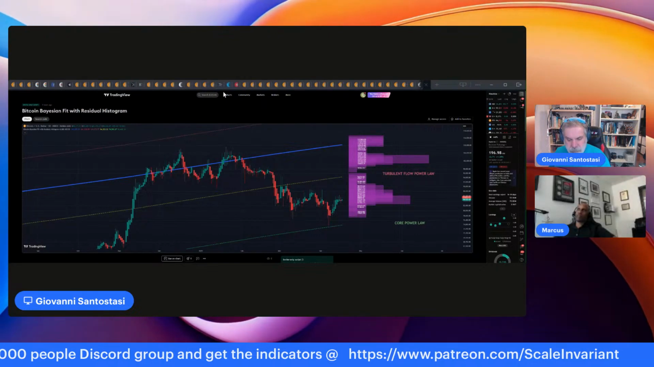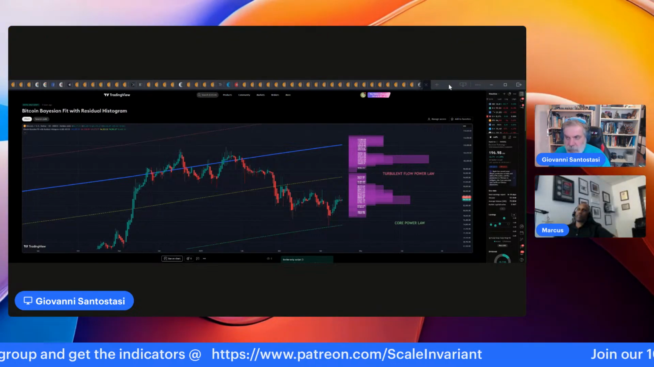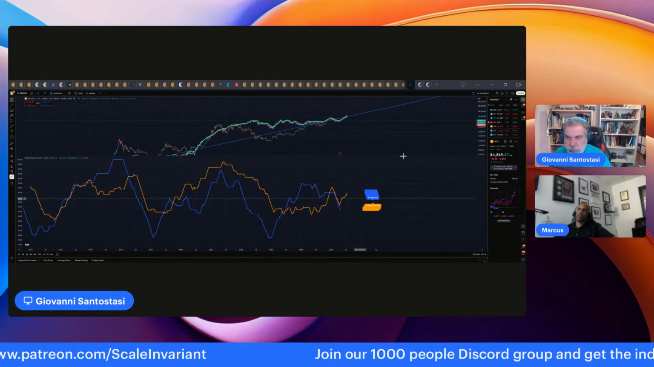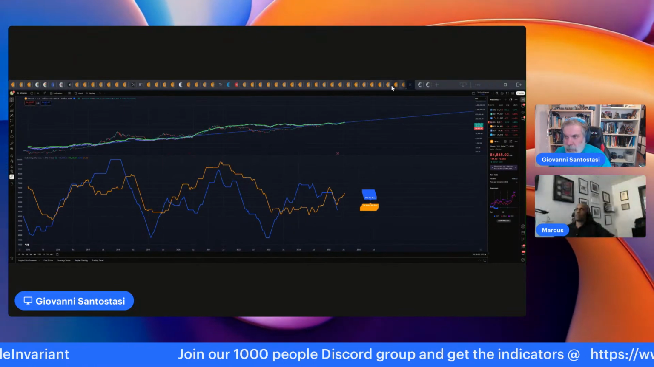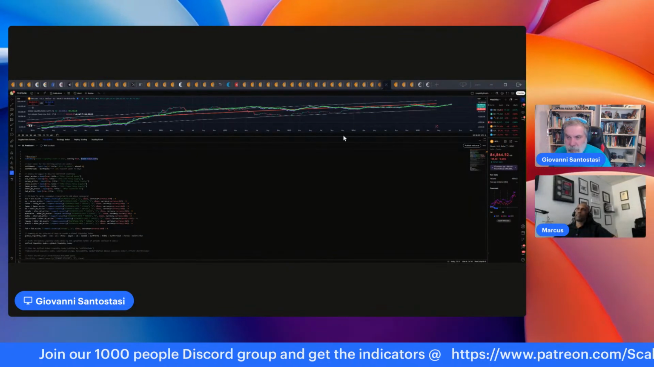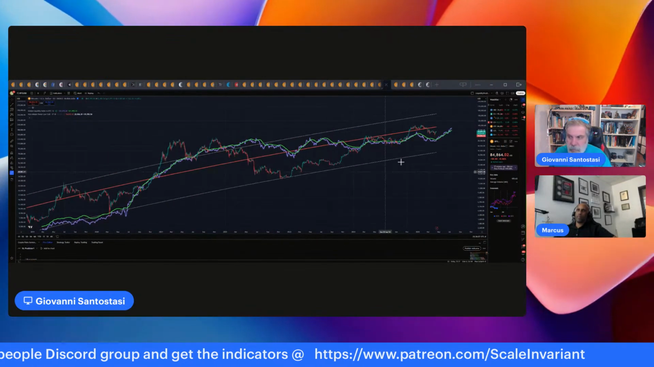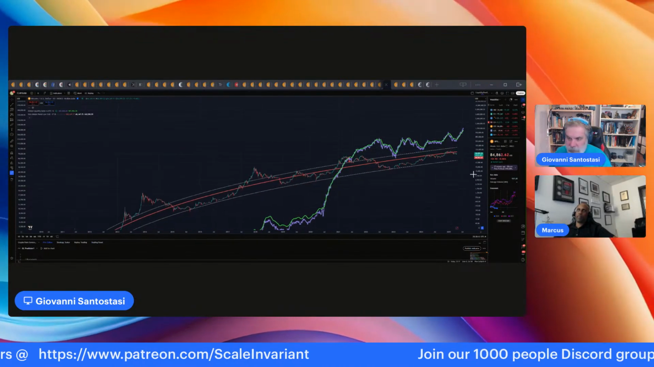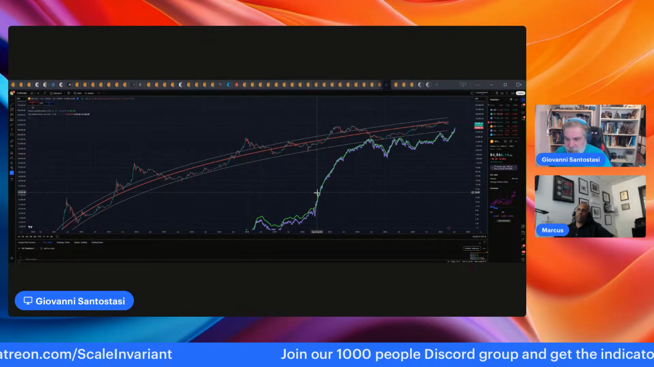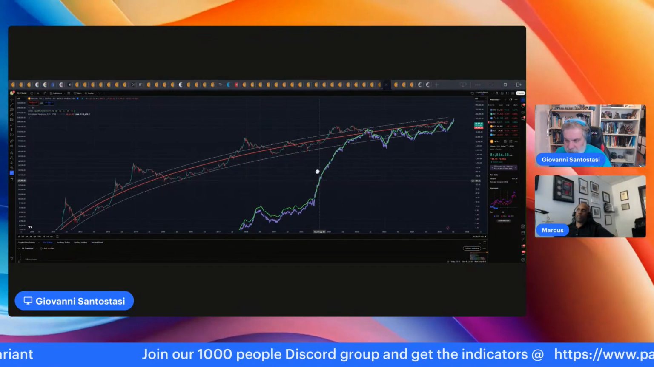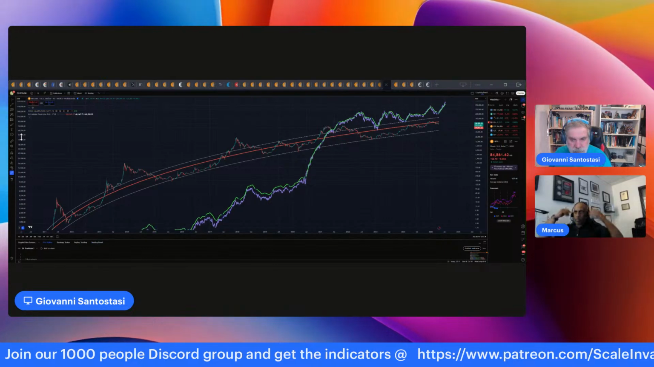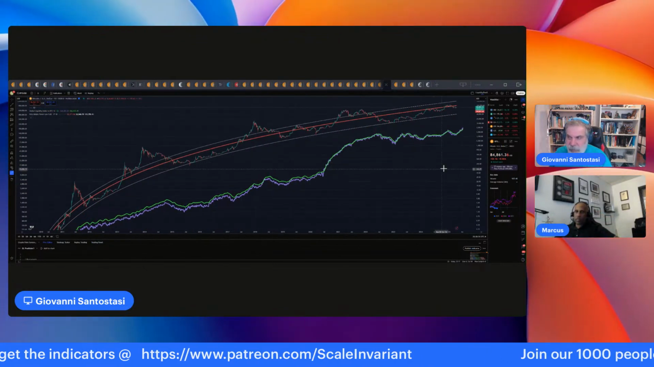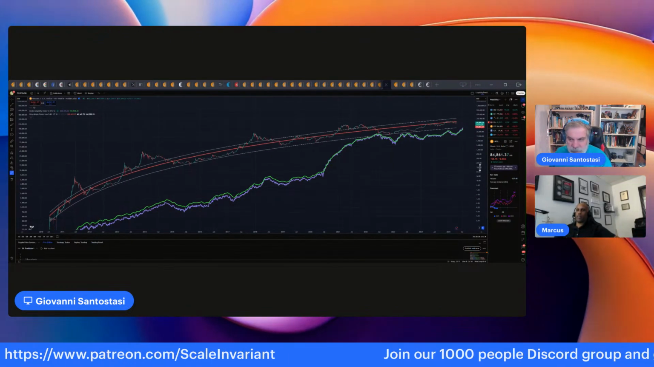Okay. All right. So let's zoom out. The main things to point out are these. First of all, we want to look at what the power law is doing, right? The power law is our model that we use all the time.